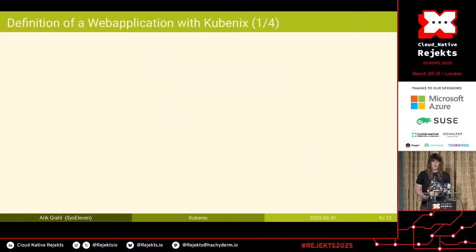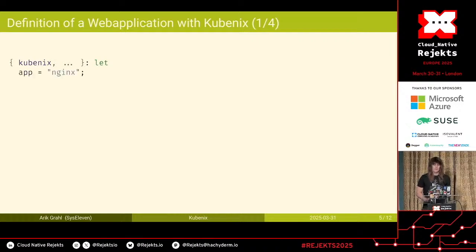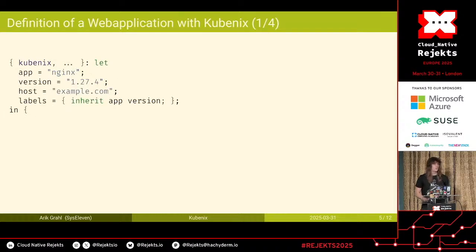So let's have a small example of a web application. Since Nix is a functional language, every expression would be a function. This is how you would define a function in Nix, and with a let, you can bind local variables like an app, a version, or a host to a specific scope. You can also construct more complex types. Here we are inheriting the previously defined variables app and version into the attribute set labels.